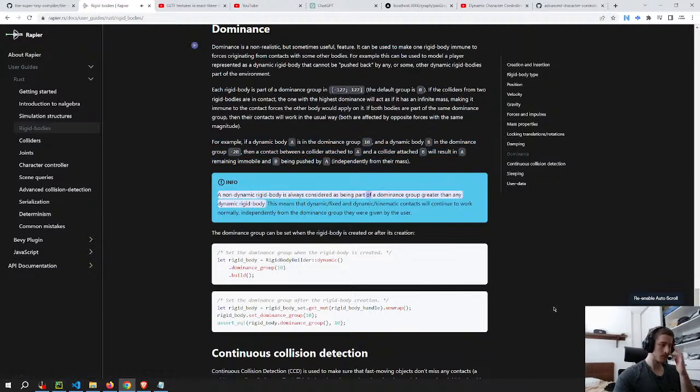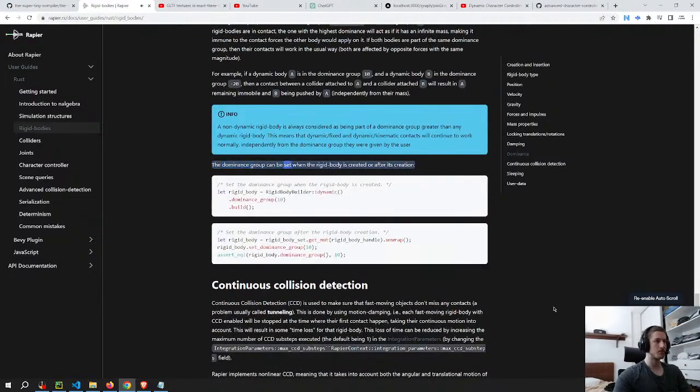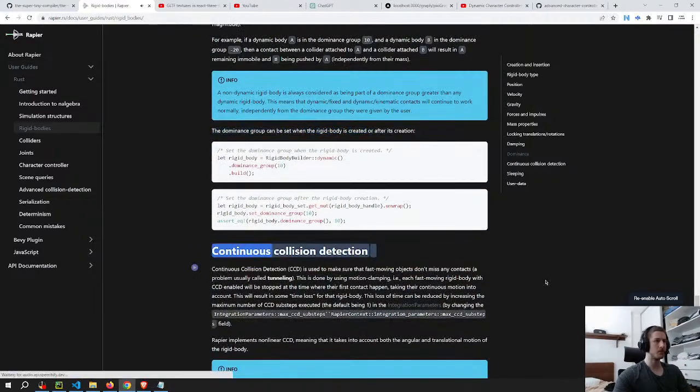Info. A non-dynamic rigid body is always considered as being part of a dominance group greater than any dynamic rigid body. This means the dynamic/fixed and dynamic/kinematic contacts will continue to work normally, independently from the dominance group they were given by the user. The dominance group can be set when the rigid body is created or after its creation. Set the dominance group.